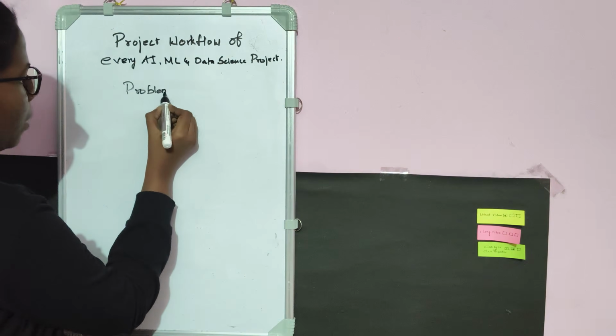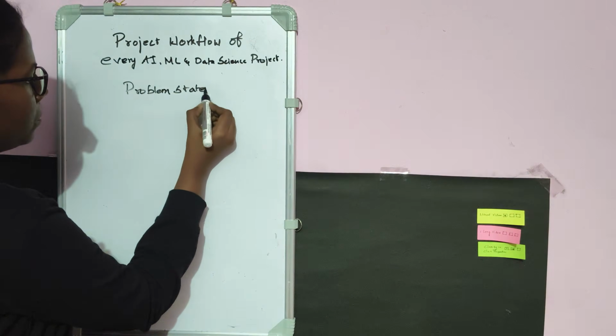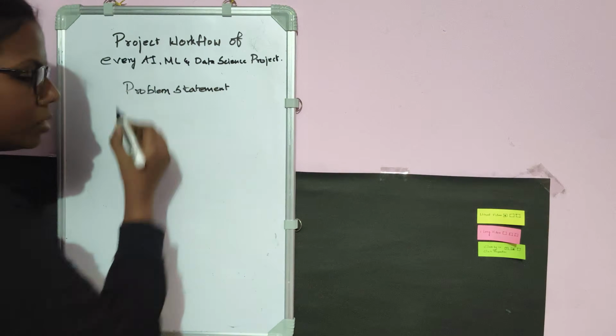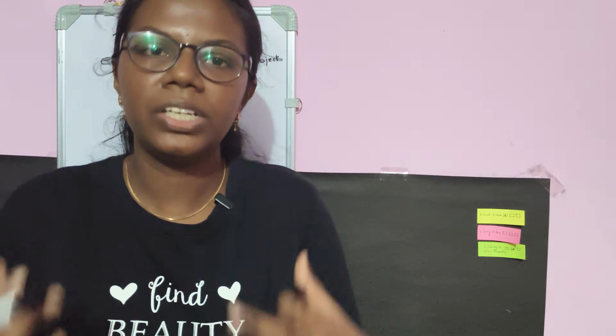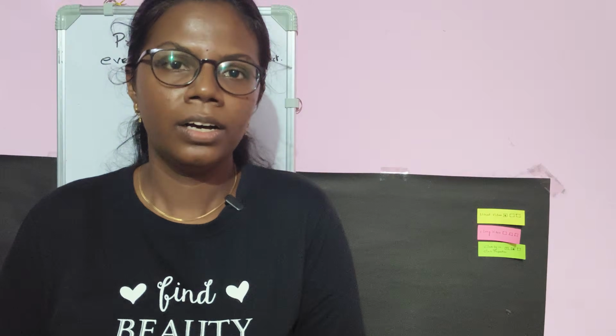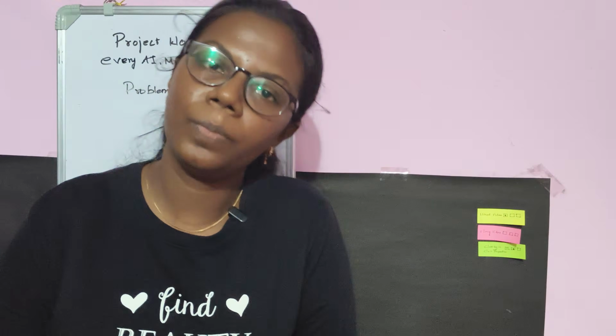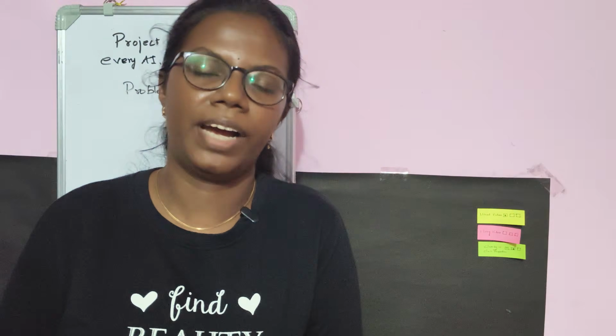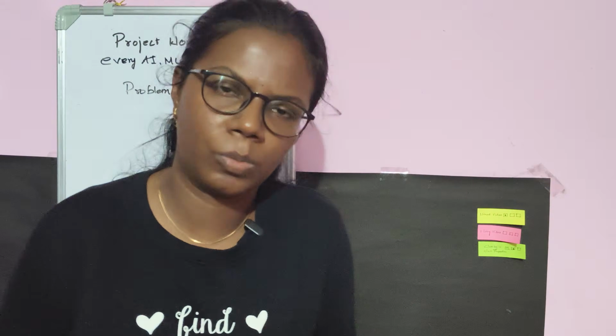The first step is problem statement: understanding the problem statement based on domain knowledge. The major reason why I'm specifically saying based on domain knowledge is because you might work in various domains after you become a data scientist, AI engineer or ML engineer. Sometimes you might work in finance based projects, sometimes healthcare based projects, sometimes banking based projects and sometimes grocery sales based projects. So based on each and every domain, you should find a typical solution for each and every problem statement.